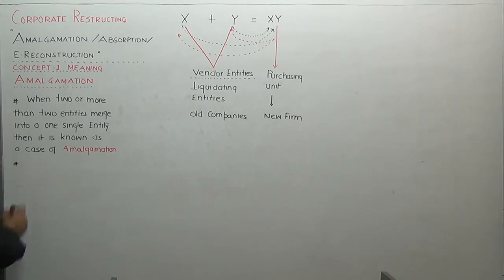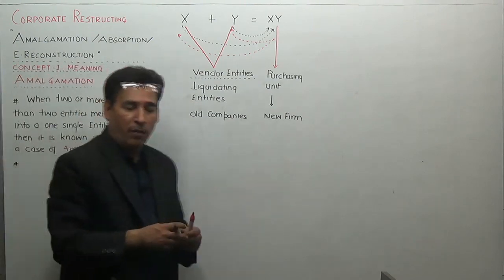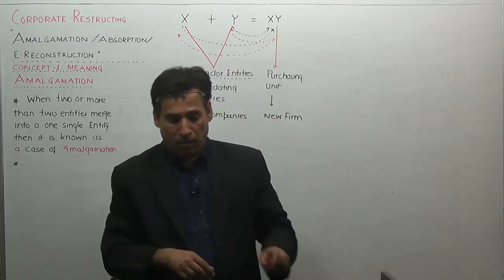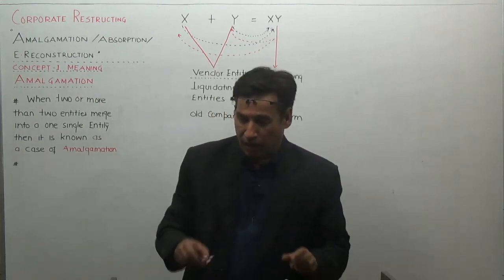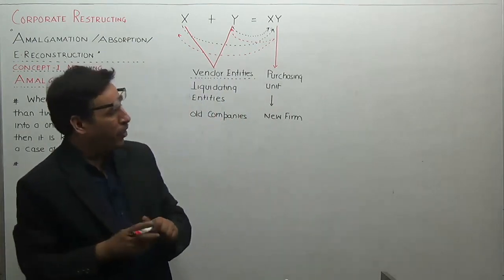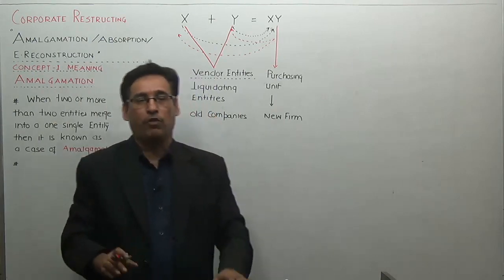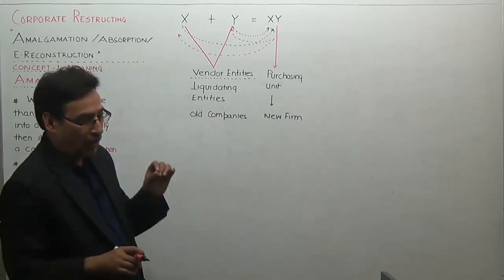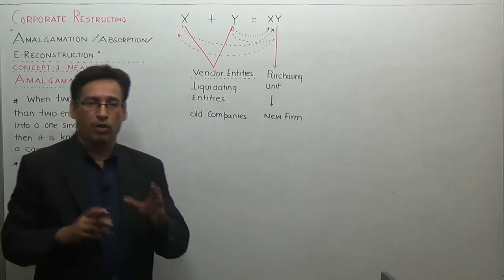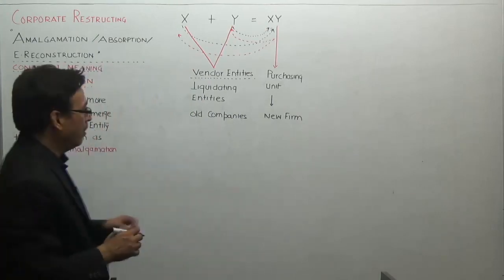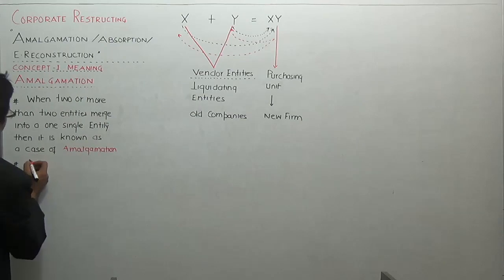Now the next question is, is it possible to have amalgamation between each and every entity? The answer is a big no. Why? The reason is that amalgamation, as I told you casually, could be possible only between Tom and Tom or Harry and Harry. It means amalgamation is possible only between those entities which have similar financial structure and which are engaged in the same line of trade. So please write here.